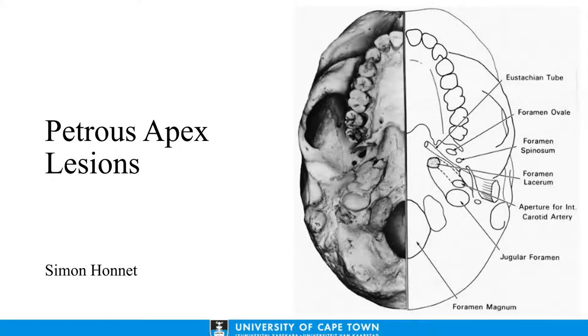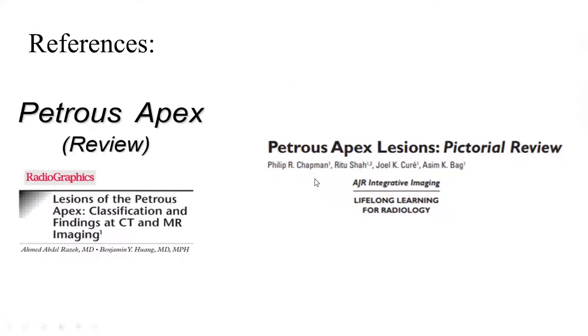It's one of the old chestnuts of oncology, Petrous apex lesions. My references are two review articles. The one on the left is particularly good, and the one on the right has lots of pictures. The thing about Petrous apex lesions is it's very much about pattern recognition on the various imaging modalities that are available. That's largely involved in making a diagnosis and guiding treatment.